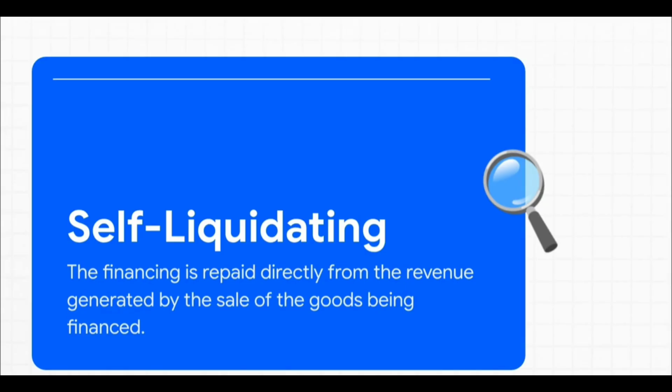Now, this right here is probably the most important concept to grasp: self-liquidating. It's a fancy term, but it means something really simple and powerful. The transaction itself generates the money to pay back the loan. The repayment doesn't come from the company's general bank account. It comes directly from the revenue generated by selling the very goods that were financed. It's a beautiful, self-contained financial loop.